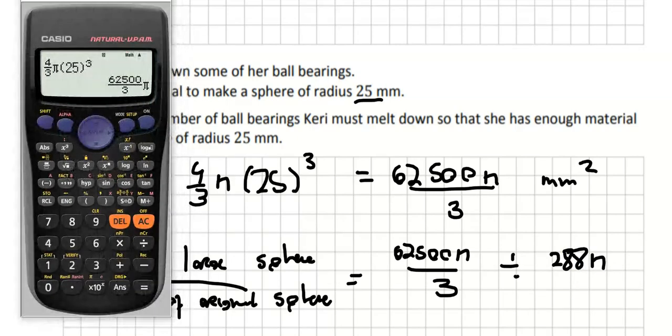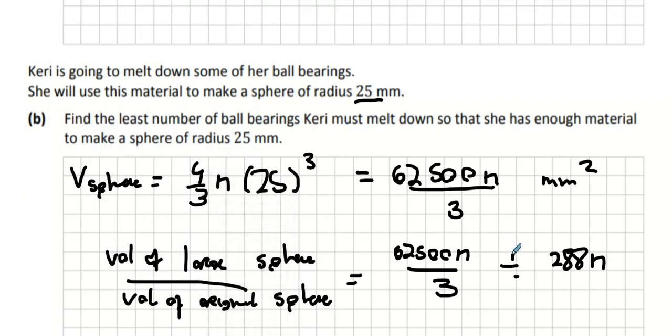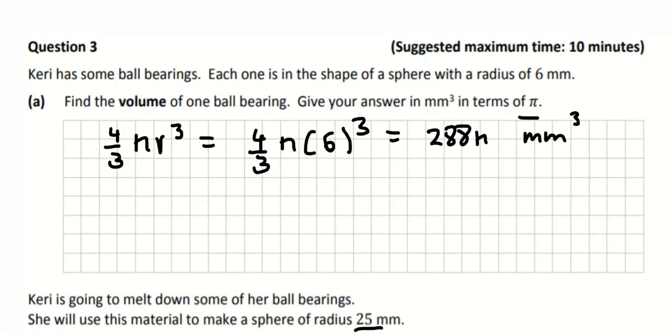Put that into the calculator. So that's 62,500 over 3 pi divided by 288 pi. And there we go. It's 72.337, but you have to round that up to 73 because you can't have 0.3 of a ball bearing. So 72.33, or 73 ball bearings. Okay, good job. So that's that question done.